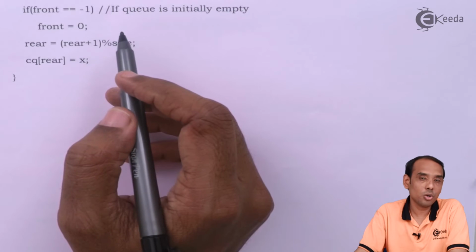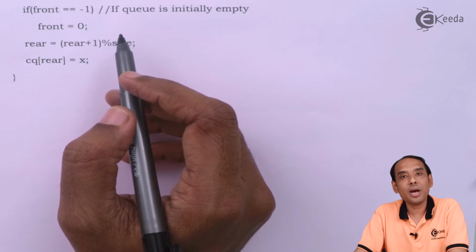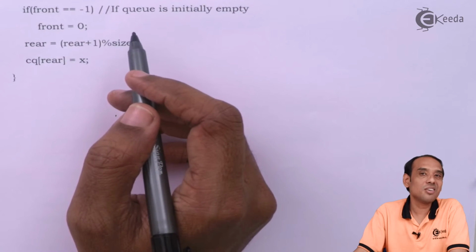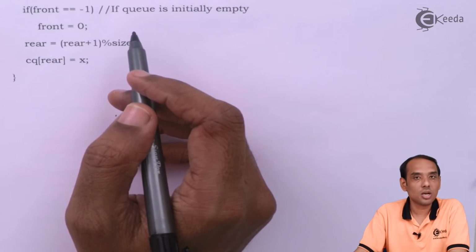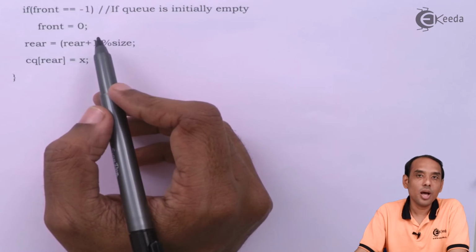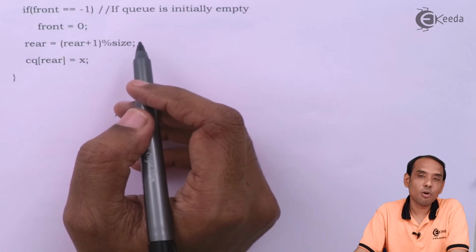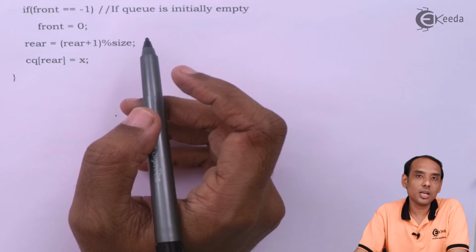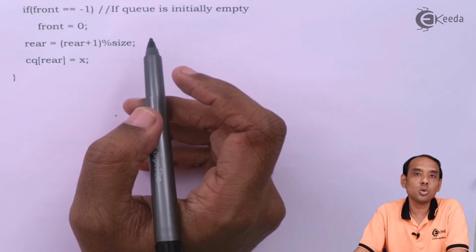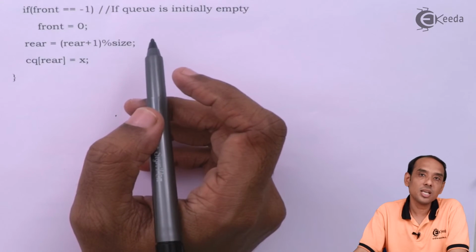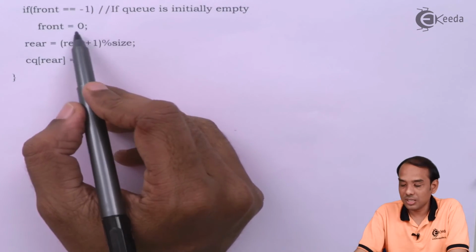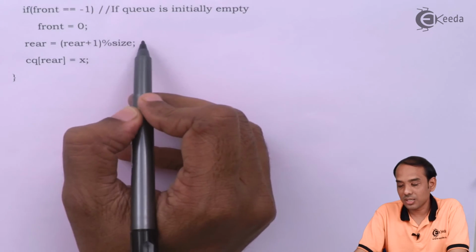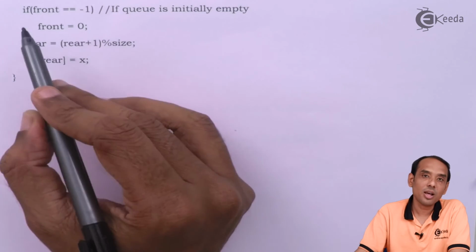Once again, I am going to repeat this. If front equal to minus 1, it means we have the initial condition. So this is the first element to be added into the circular queue. That's why I shift the position of the front from minus 1 to 0. In other words, I increment the value of front from minus 1 to 0 by adding one element in the circular queue. So front becomes 0. Now coming to rear, rear becomes rear plus 1 mod size. Like this, the values of rear are defined.